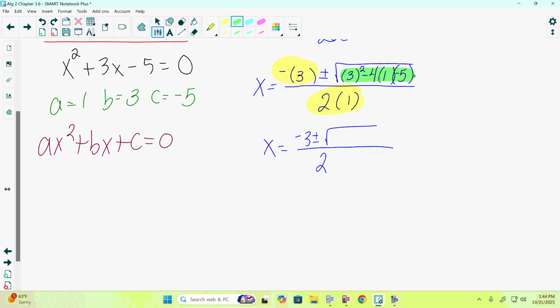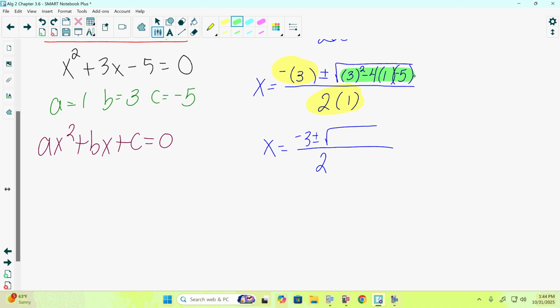Minus, then we do 4 times 1 times negative 5, or 4 times 1, which would be 4. 4 times negative 5 would be negative 20. So we have 9 minus negative 20, and work through that there. Now we have a calculator, and we can use the calculator.